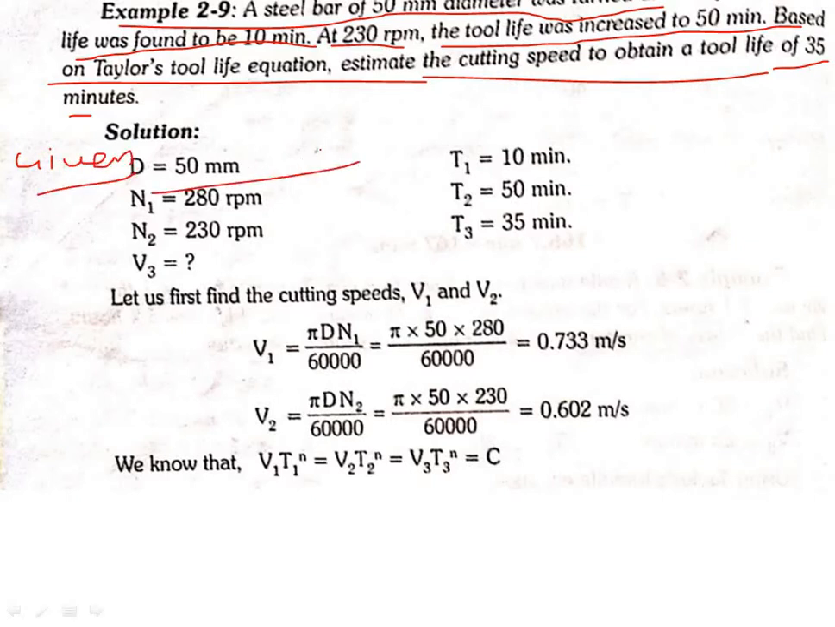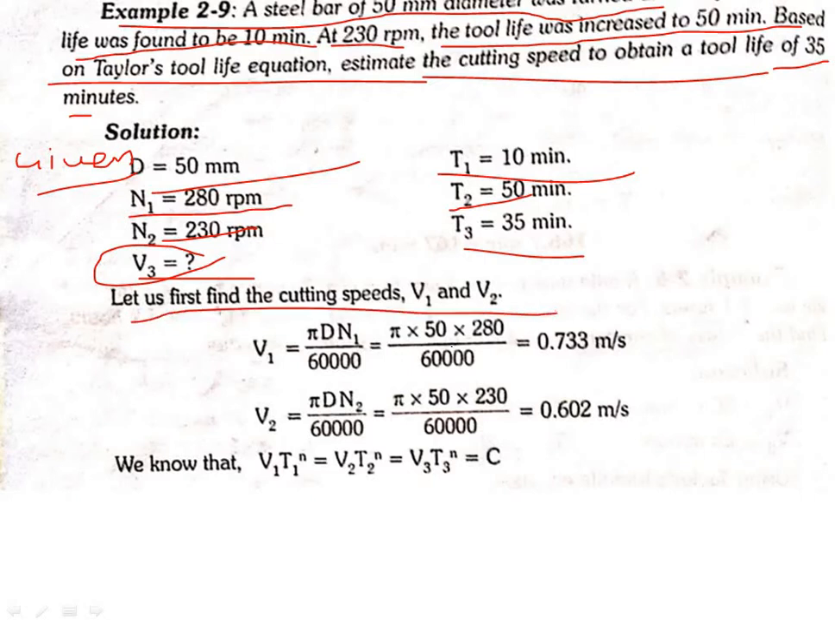What is given? Diameter D is equal to 50 mm, N1 is equal to 280 rpm and N2 is equal to 230 rpm, and V3 you are going to find here. T1 is equal to 10 minutes, T2 is equal to 50 minutes and T3 is equal to 35 minutes. Let us first find the cutting speed V1 and V2.